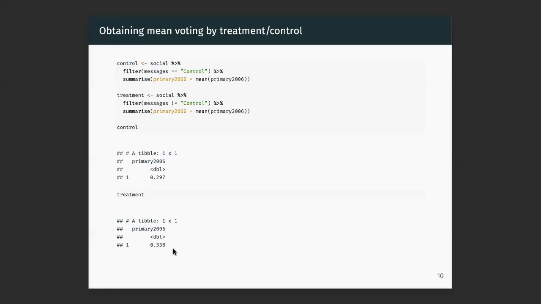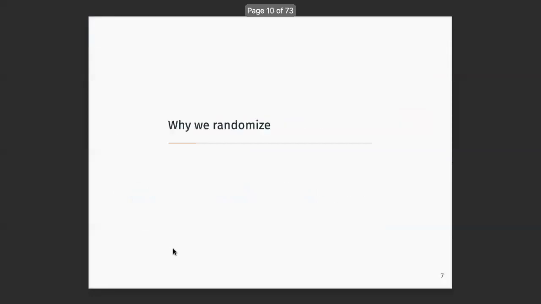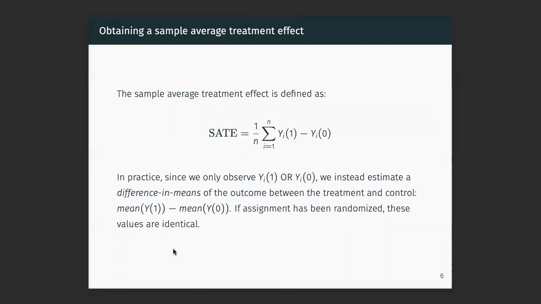When you said that if the assignment has been randomized and values are identical, what did you mean? No, not those two means. What's identical is the average of yi1 minus yi0 is the same as the mean of y1 minus the mean of y0. This is differencing out each observation from the observed and the counterfactual, and then taking the average of that. This is just the mean of the treated and the controlled. Under randomization, these two quantities are equivalent. That's a proof. Don't worry too much about that.